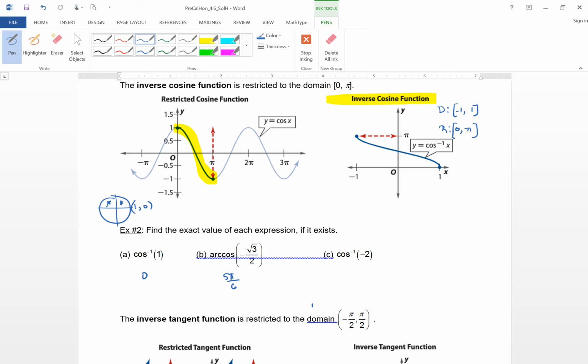I will tomorrow. Okay. So here we have cosine of negative 2. Negative 2 is way out of my domain, so this doesn't exist. Okay? Out of domain.